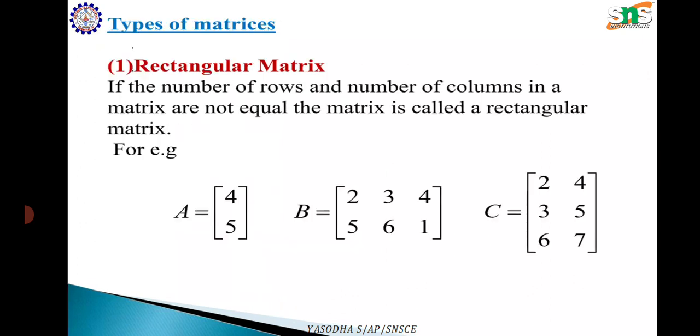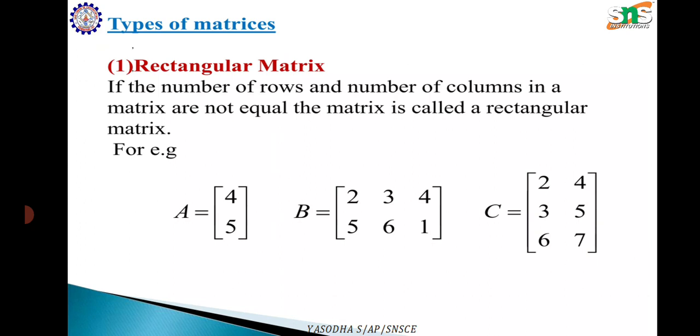Next, we'll see types of matrices. First one, rectangular matrix. So what is a rectangular matrix? We already know about the order, right? Based on that, we can say the rectangular matrix. In a matrix, if the number of rows and columns are not equal, then the matrix is called a rectangular matrix. Clear? So let's see the example.